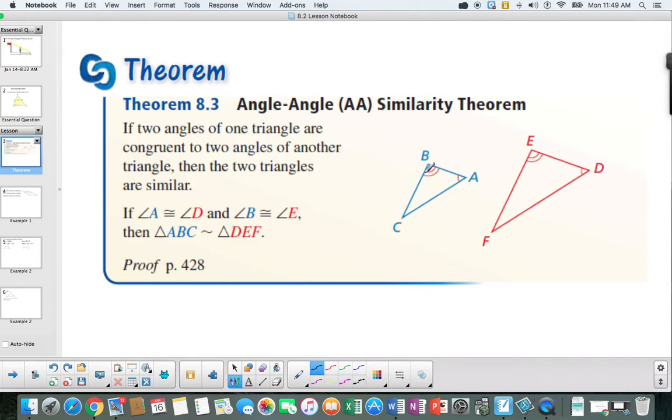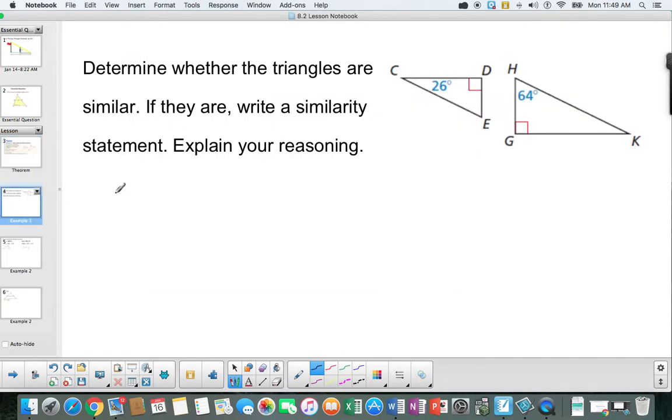So if you can show two pairs of angles in one triangle are congruent to two pairs of angles in another, then the triangles are similar. Okay, we're going to determine whether the triangles are similar, and if they are, we're going to write the similarity statement.